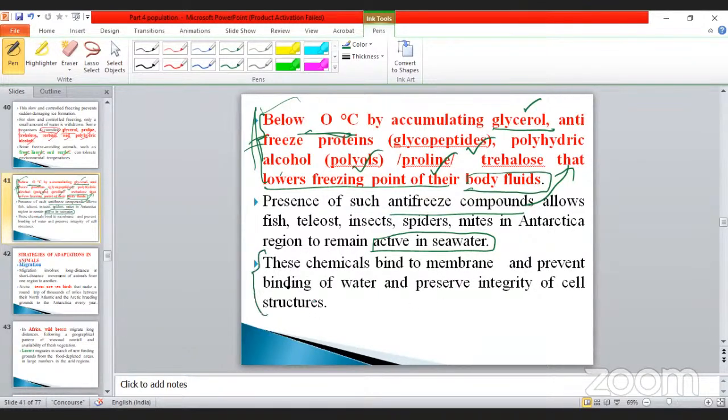These chemicals bind to the membrane and prevent binding of water, and preserve the integrity of the cell structure. This is also another important point. Take an example of any one animal. This is considered a membrane. Here the chemical binds to the membrane, and there is deposition of the other components, the different freezing components that were already mentioned. Just imagine, it will not easily mix with the water molecules.